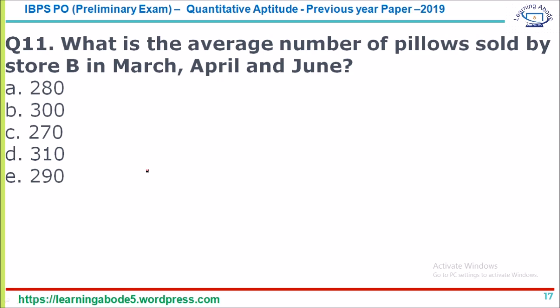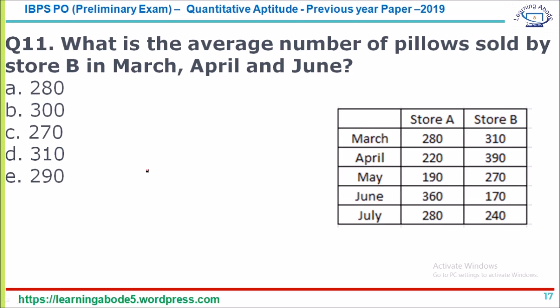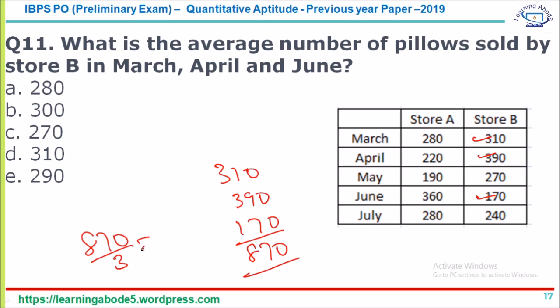Question number 11. What is the average number of pillows sold by store B in March, April and June? Okay. So store B, we want March, April and June. So that's 310, 390, which is 700 and 170. That's 870. Okay. I'm sorry, average, right? So 870 by 3, that's 290. That's answer option E for question number 11.